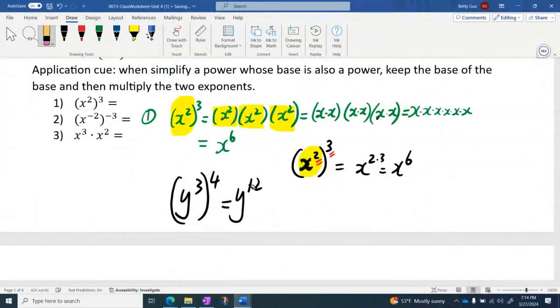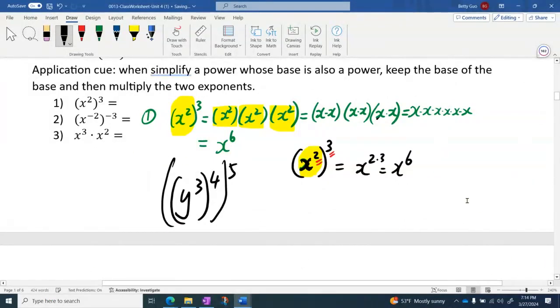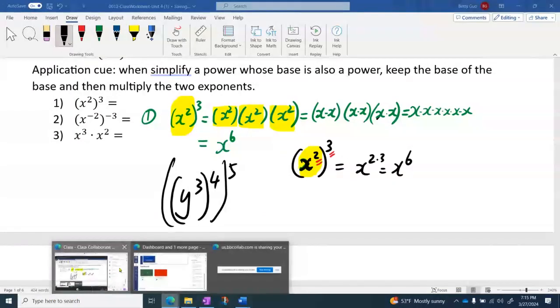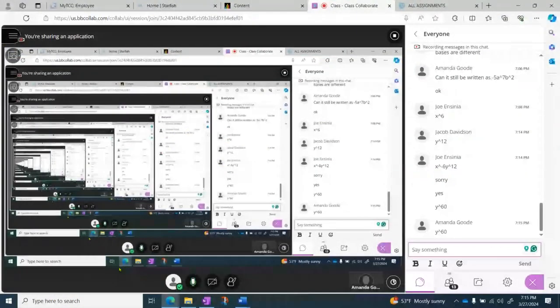Let me challenge you a little bit. Make it more complicated. It's like a grandma kangaroo. But let's imagine there's a grandma kangaroo with a mommy kangaroo in the grandma kangaroo pouch and a baby kangaroo in the mommy kangaroo pouch. So can you simplify this expression? Y to the power 3, and then raised to the power 4, and then raised to the power 5. Exactly. Awesome. Y to the power 60. Perfect.